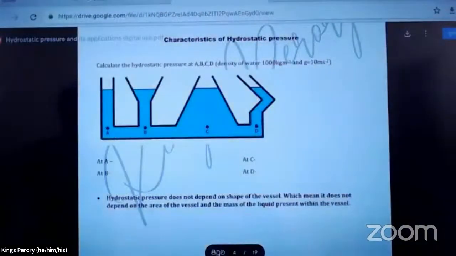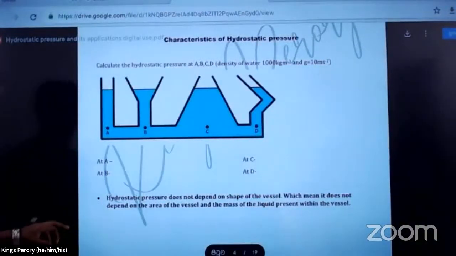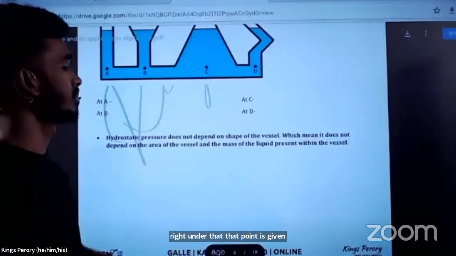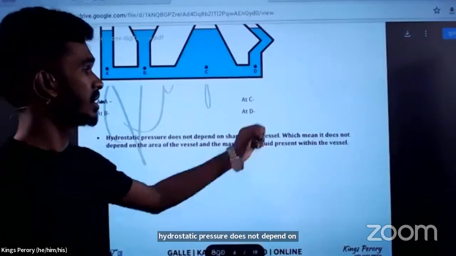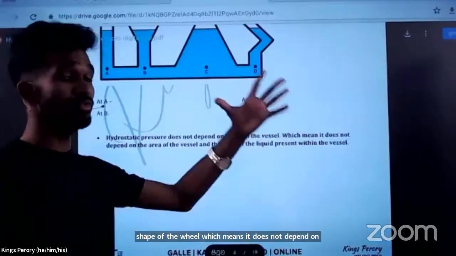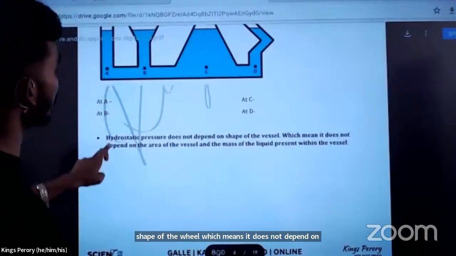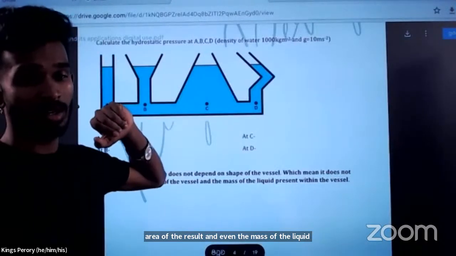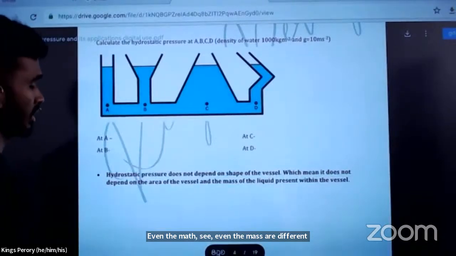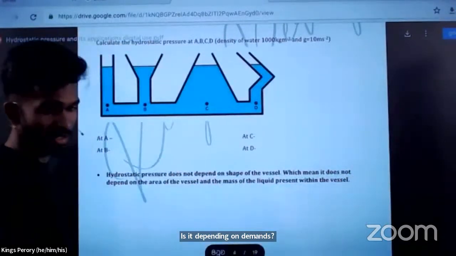Right. Under that, a point is given. Hydrostatic pressure does not depend on the shape of the vessel, which means it does not depend on the area of the vessel and even the mass of the liquid. Even the masses are different. Is it depending on the mass of the liquid within the vessel? Underline or highlight this first characteristic.